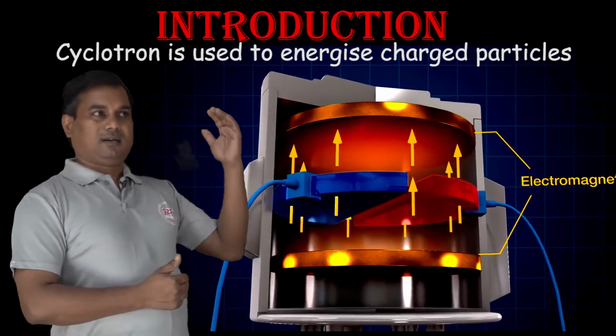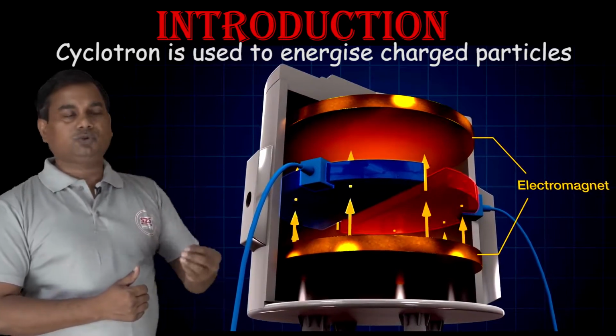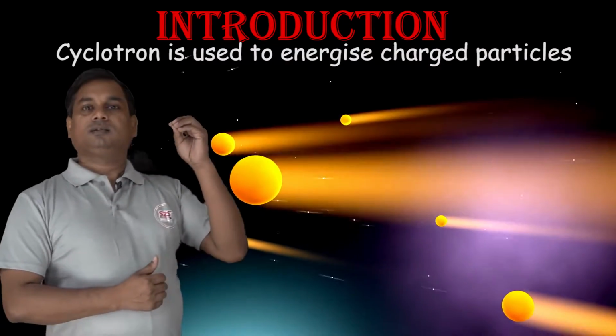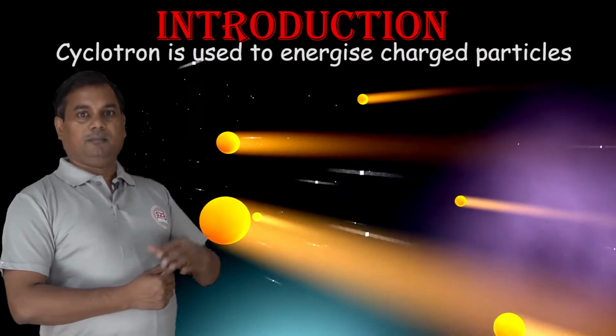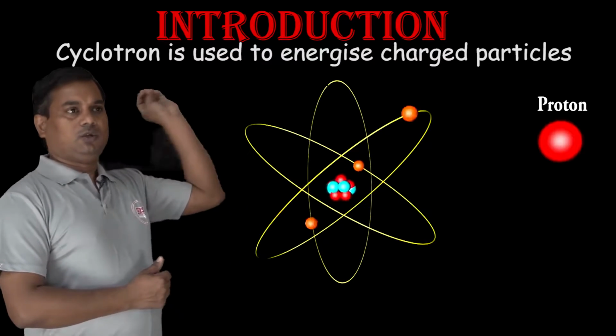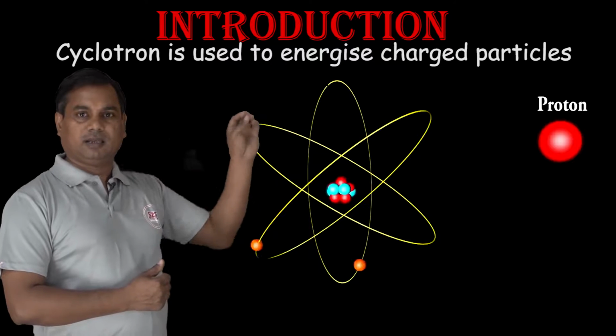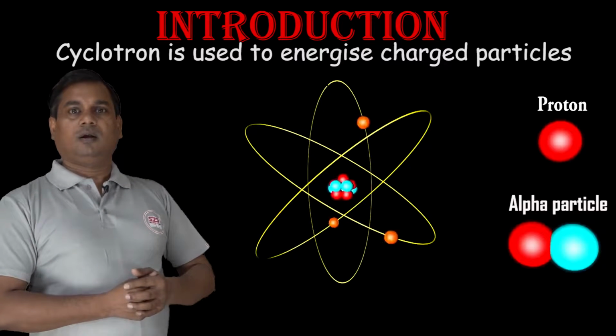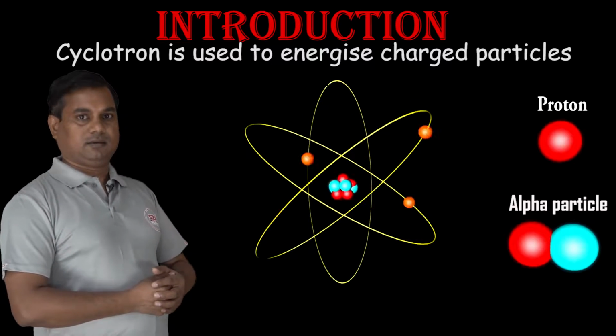Cyclotron is a device which is used to energize charged particles. Charged particles mean protons, alpha particles, and many other atomic or subatomic particles.